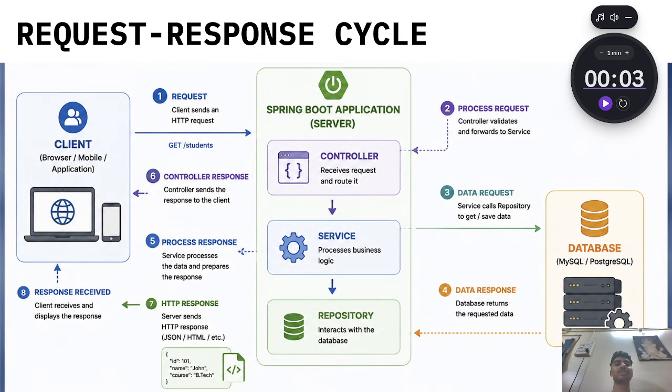This is how it works. It goes from the client to the Spring Boot application, which is the server, and then to the database. Here you can see all the steps have been mentioned, like the layers, for example, the controller layer, the service layer, and the repository layer, all are mentioned here.